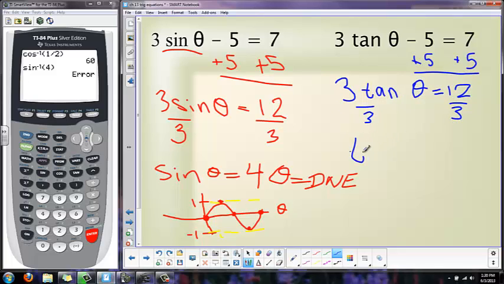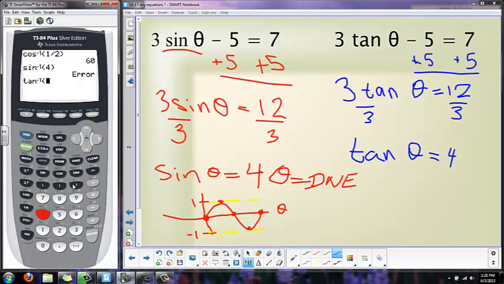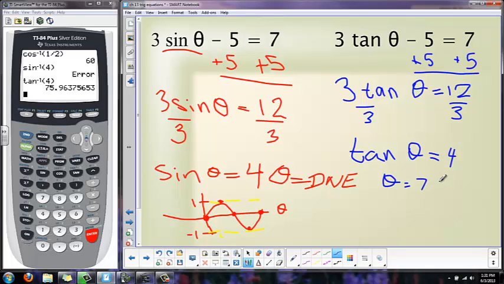familiar. Didn't we just do this, and didn't you just tell me that the theta doesn't exist? Well, let's see. Tangent theta is equal to 4. I'm going to go over here. Second tangent 4. Hit enter. Our answer for theta is 75.96.